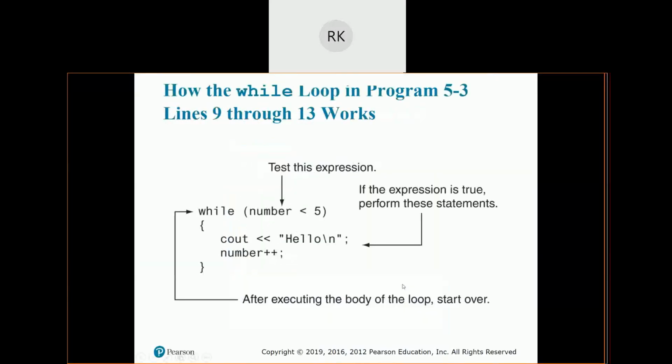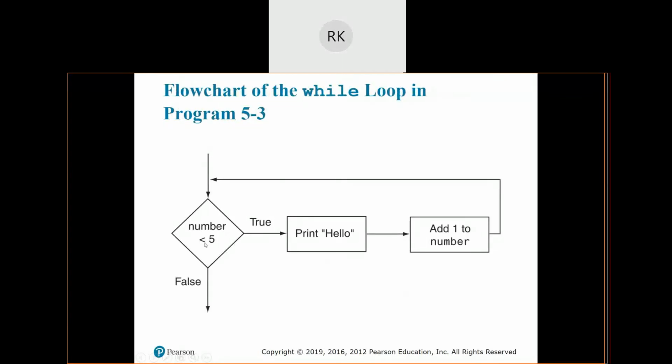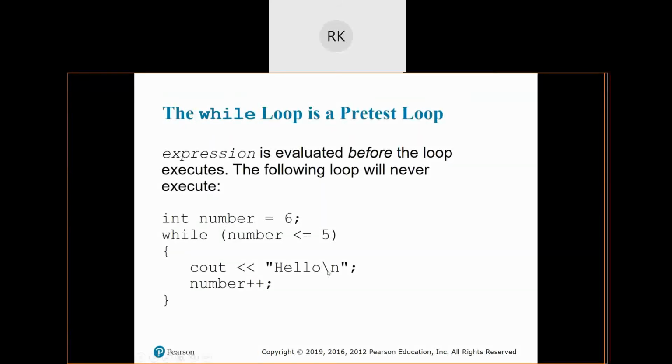Okay, let's proceed. This is the while loop working again. You see how the while loop works. Test this expression: number is less than 5. If the expression is true, perform this, and after this, go back. Test the expression again. If it is true, do this, go back. So again and again until the condition becomes false. Control comes here, checks the condition. If the condition is true, then print this, then do this, go back, check the condition. I hope it is clear now.